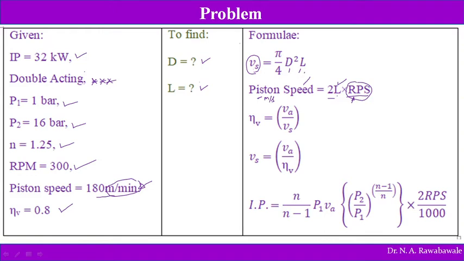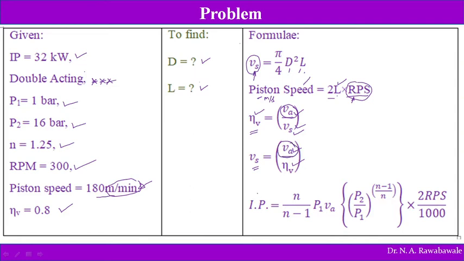Now our aim is to find the swept volume. Volumetric efficiency is given. From volumetric efficiency, if we know the actual volume, we can find the swept volume. So swept volume is equal to actual volume divided by volumetric efficiency. So our aim is to find the actual volume.